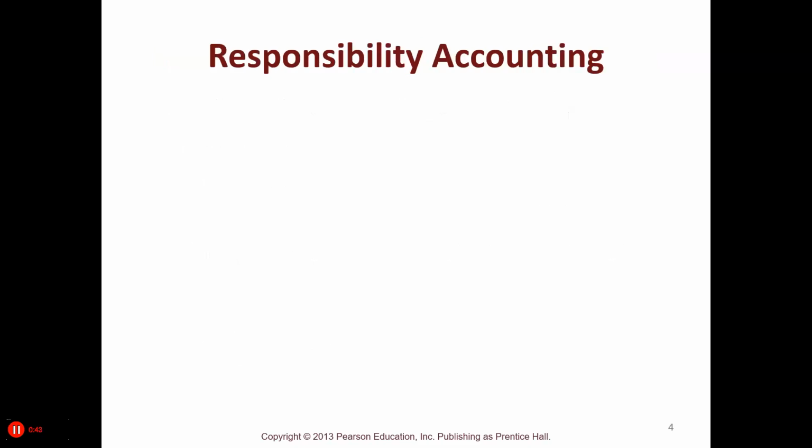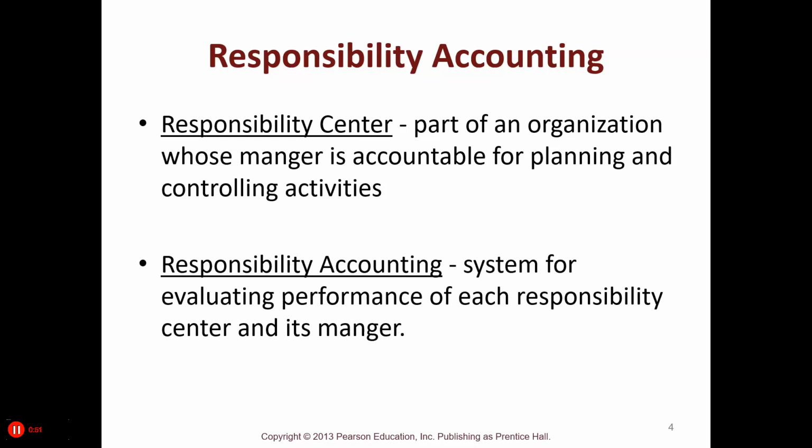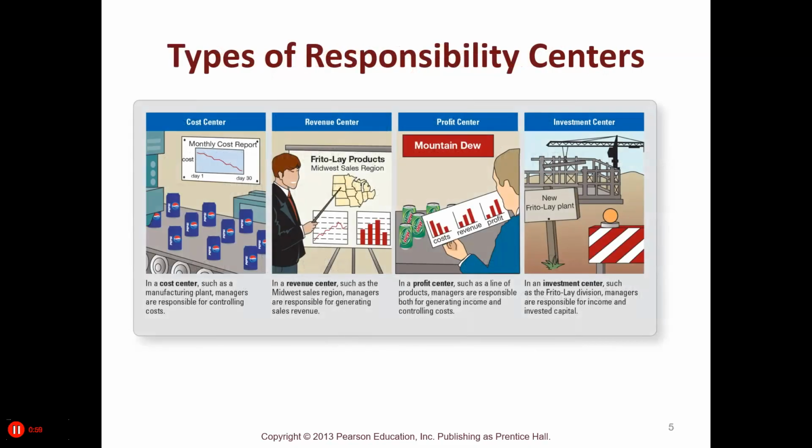Okay, responsibility accounting. A responsibility center is part of an organization whose manager is accountable for planning and controlling activities. A responsibility accounting system evaluates the performance of each responsibility center and its manager. Now, there are four types of responsibility centers.